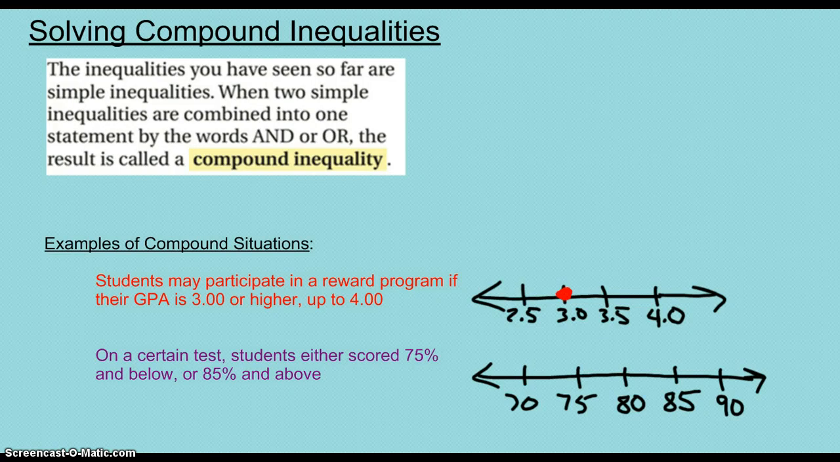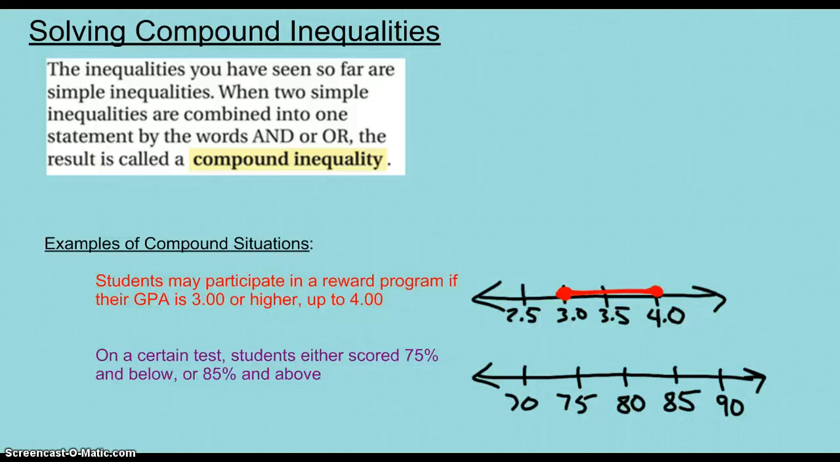You can get a 3.0 to qualify for this reward, and you can get any GPA up to 4.0 that will also allow you to be a part of that reward program. That is what the graph would look like, and those are all the possible solutions: 3 and above up to 4. Anything below 3 would not qualify you for that reward program.